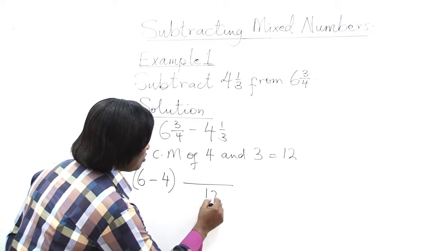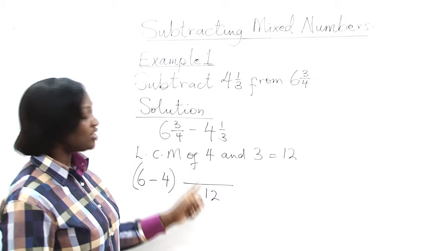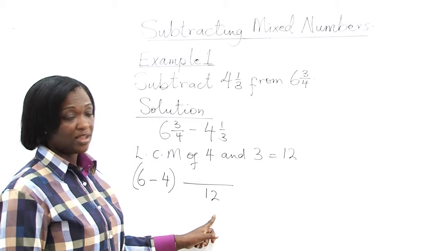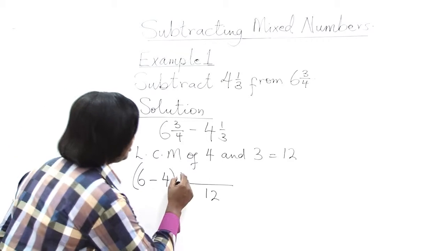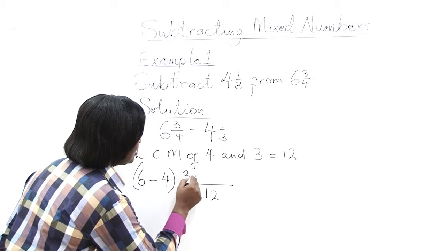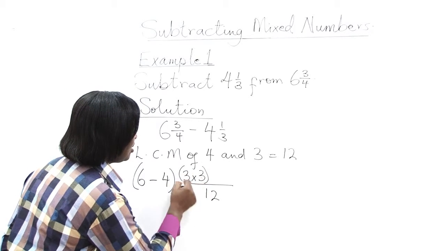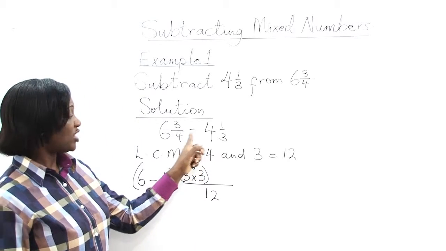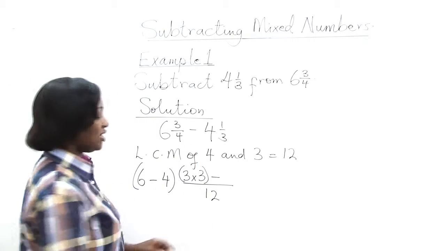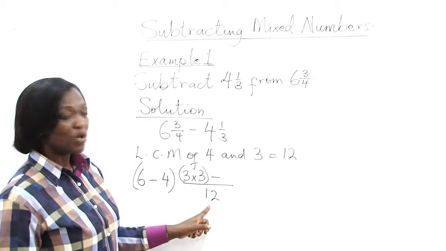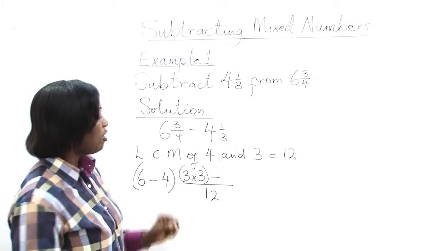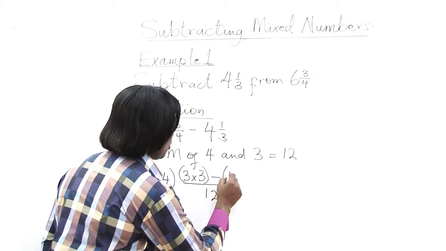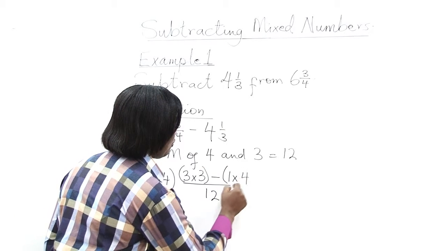So 12 is our denominator now. 4 into 12 is 3. We'll multiply 3 by 3 to get the numerator. 3 times 3 in a bracket, it is subtraction, so we maintain that. 3 into 12 is 4. So we're going to multiply 4 by 1. 1 times 4.